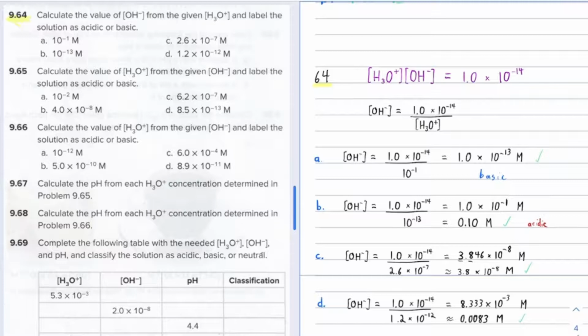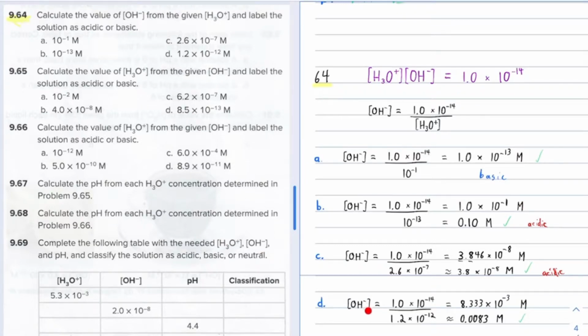In part C, the proton concentration is 2.6 times 10 to the minus 7. So plugging that in and solving for the hydroxide concentration, it rounds to 3.8 times 10 to the minus 8. And that's slightly smaller than the proton concentration. The proton concentration is a little bit bigger than the hydroxide, so this one is a little bit acidic. We'll still call it acidic, even if it's less acidic than the one in part B.